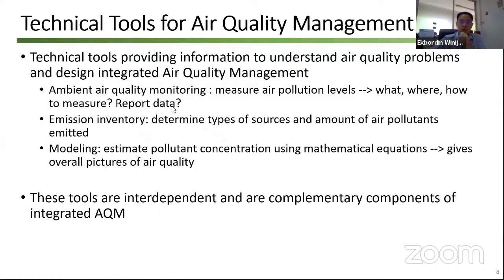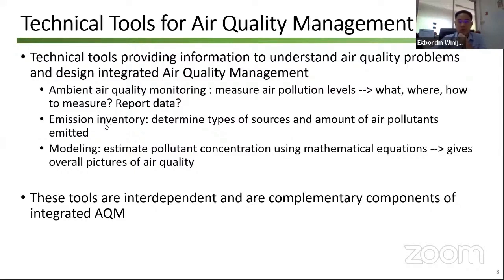Okay, this is to put into more detail the technical tools for air quality management. The technical tools that we use to control ambient air quality are, first, ambient air quality monitoring. This one will give you the information on the current level of the concentration of pollutant in the area, and then how to report the data so people can get awareness of particular pollutants in those areas.